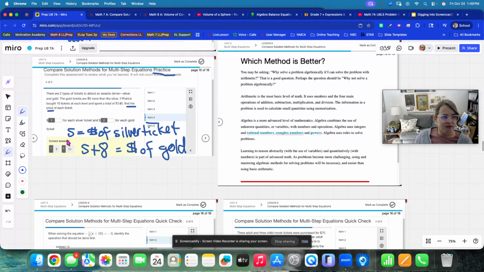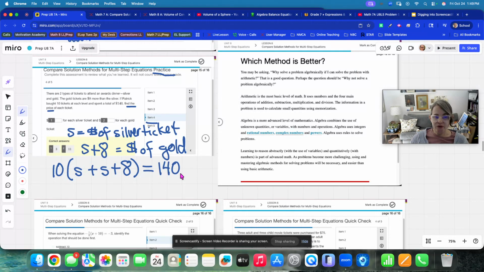So if I bought 10 of each of these, I bought 10 of the silver and I bought 10 of the gold. So I could put 10 and then parenthesis silver plus gold, right? But gold is S plus 8. So I get S plus S plus 8. All of that cost a total of $140.